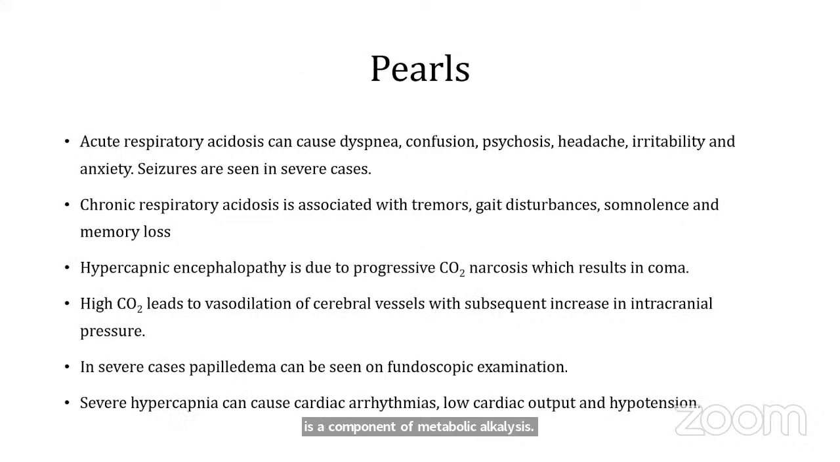And similar to the alkalosis, we know that acidosis can also be associated with several dreadful things. Acute respiratory acidosis can cause dyspnea, confusion, psychosis. This is because of carbon dioxide narcosis, and hypercapnic encephalopathy is a very well-known thing, which can progressively result in a coma. High CO2 can also cause cerebral vasodilatation, as I told you, and increased intracranial hypertension. In severe cases, there may be papilledema, and severe hypercapnia can cause cardiac arrhythmias, low cardiac output state, and hypotension.